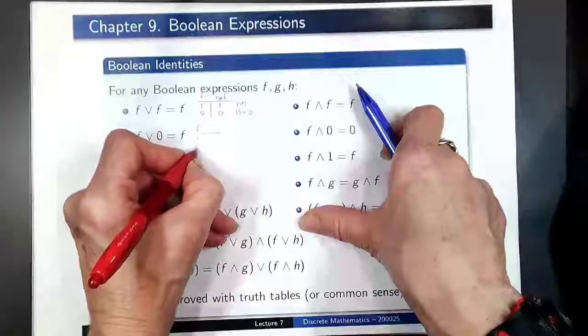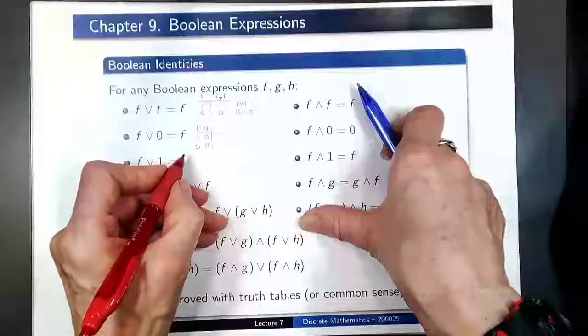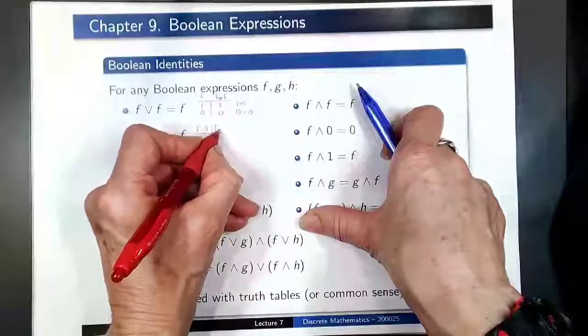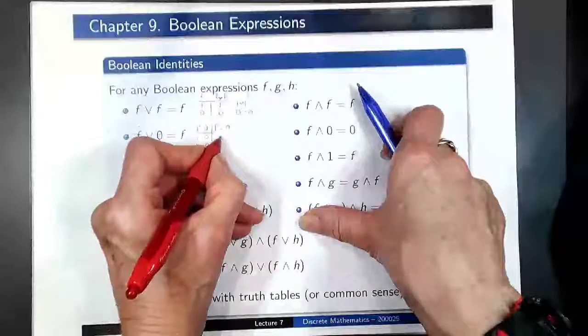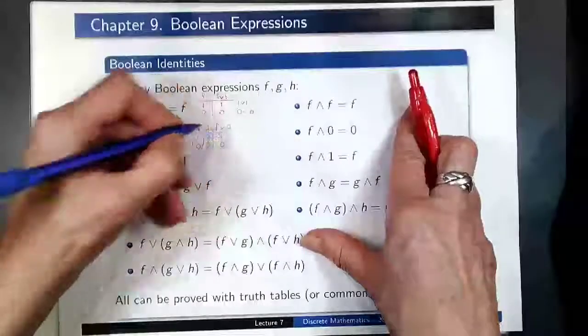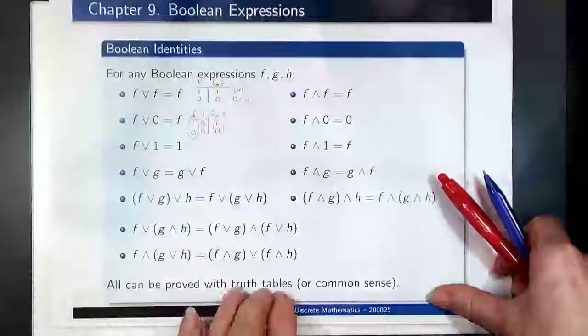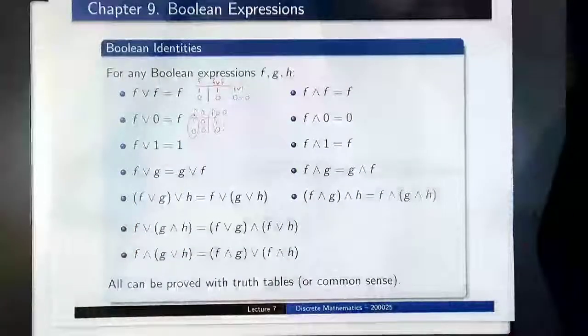Where 1, 0, and then 0 is always 0. So if I take f or 0: 1 or 0 is 1, 0 or 0 is 0, and look, it's the same. F is the same as f or 0. They're the same. So each of these can be proved quite easily with a table. They're called truth tables because if we're thinking about true or false, then we call them truth tables, but they're just tables, like we've seen now about 5 or so already on the slides.